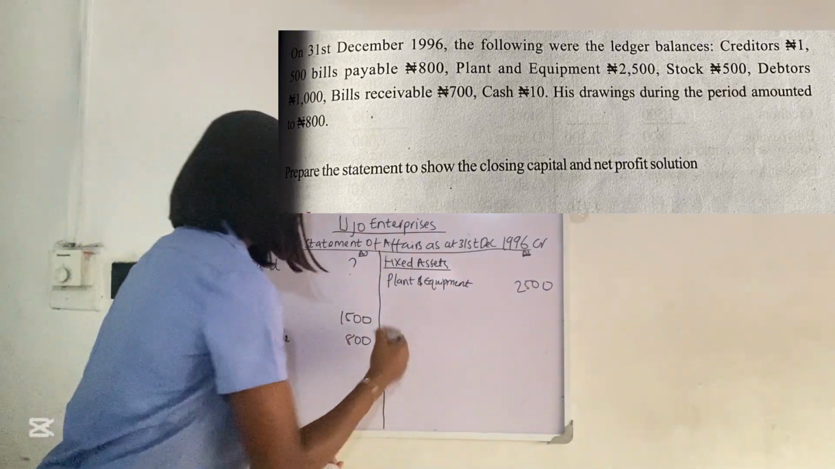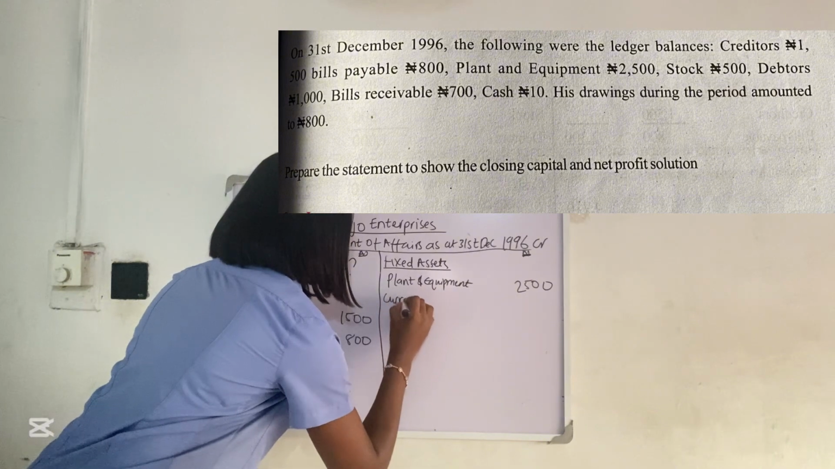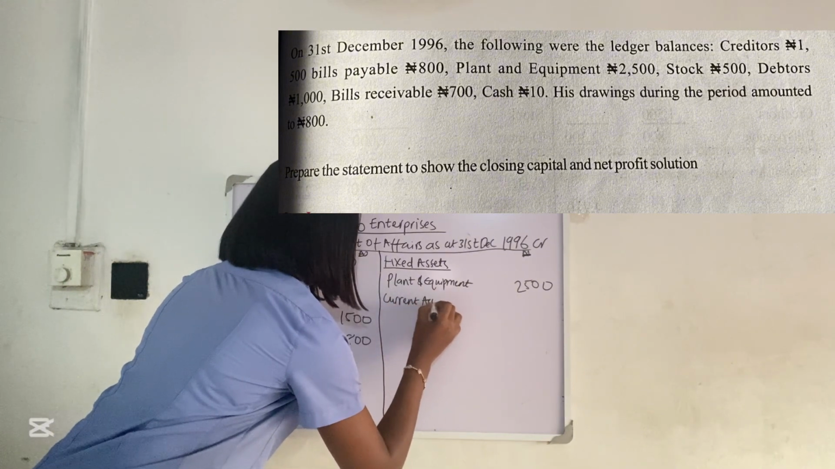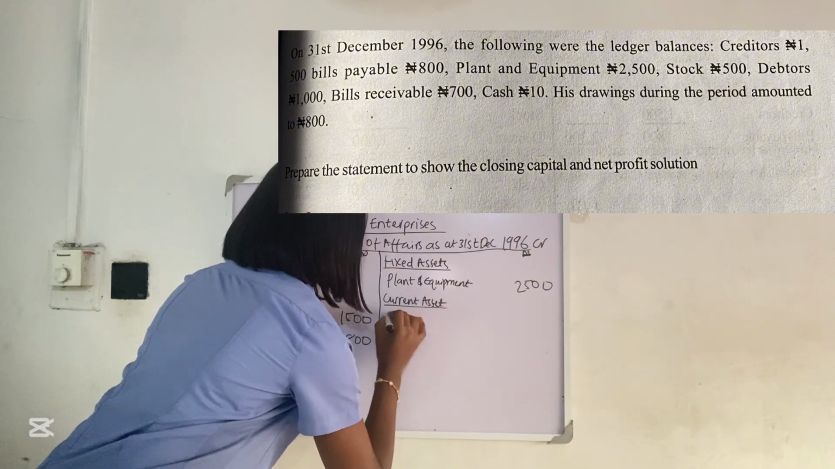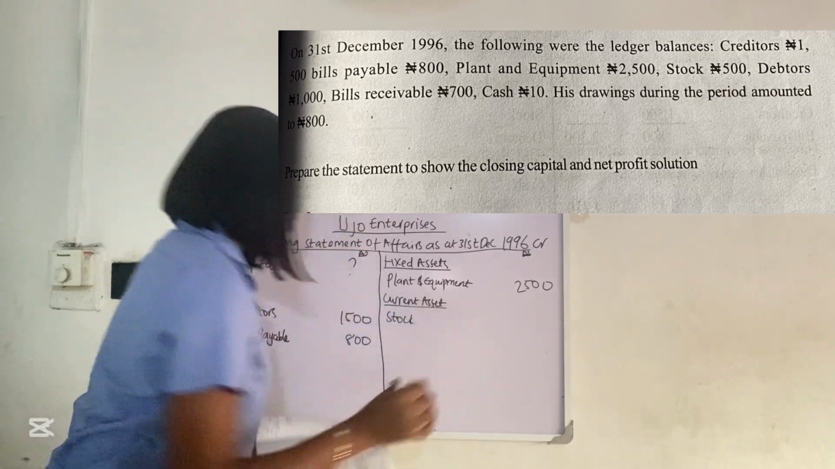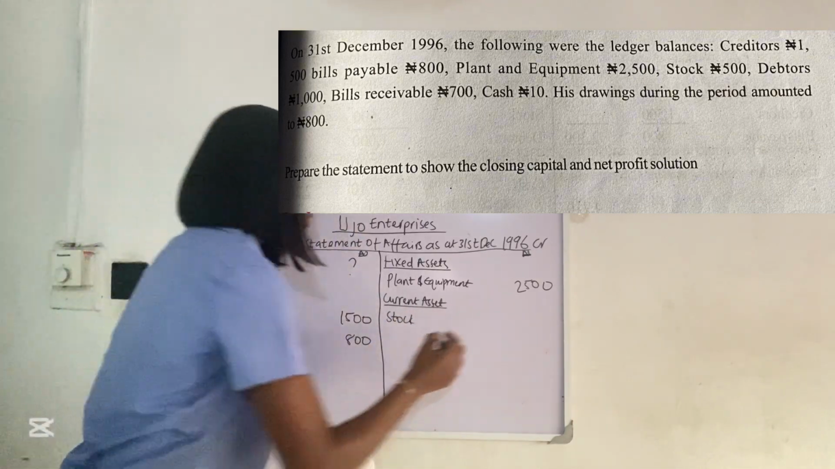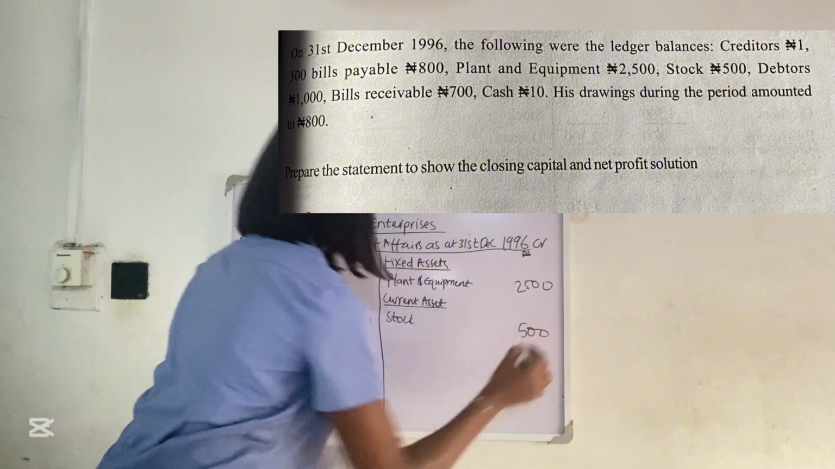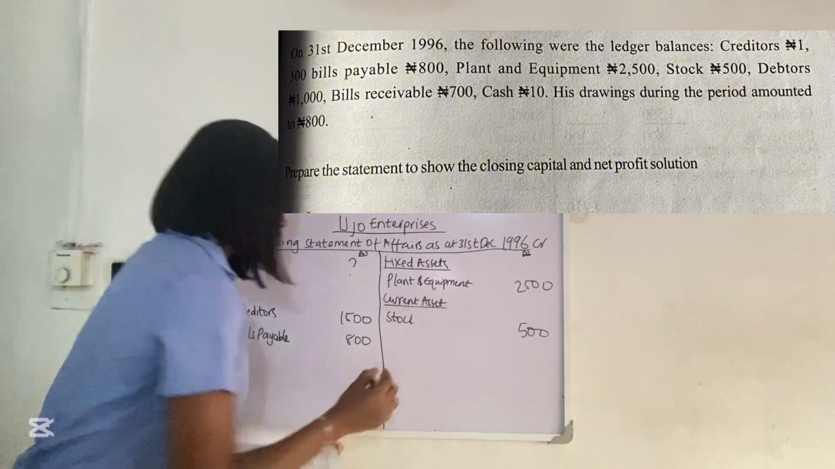Then stock. Stock is not a fixed asset, so let's try and be separating it. Stock is 500. Debtors 1000.